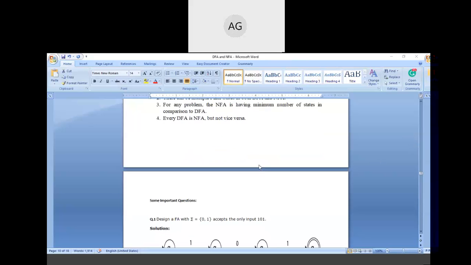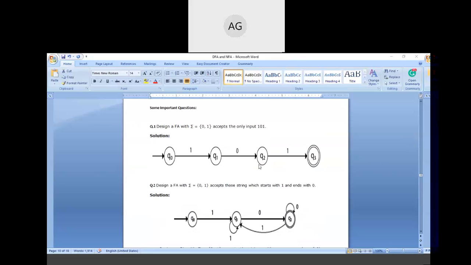Moving on to the next topic. There are some important questions we need to discuss, on how we can solve such types of questions. Question number 1 is: design a finite automata with input symbols 0 and 1.